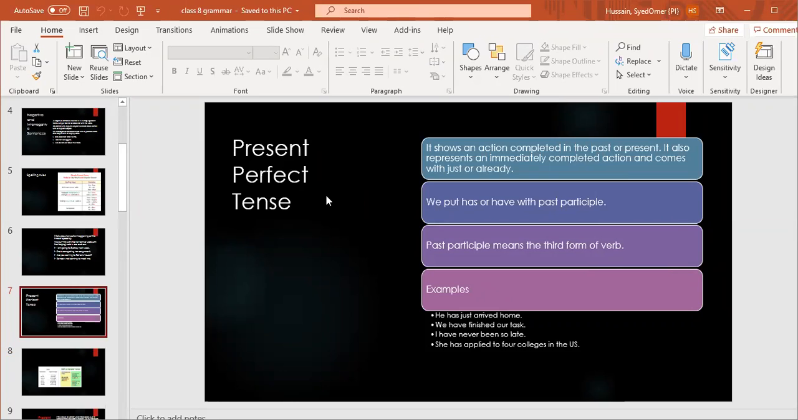So present perfect tense tells about a completed action. Action completed in the past or present. Sometimes we use present perfect with "just" or "already." Now, which helping verbs do we use in present perfect? That is "has" or "have." Has comes with singular, have comes with plural. Got it? With past participle, that is the third form of verb. Now, past participle is the third form of verb. Present participle is the "ing" form.